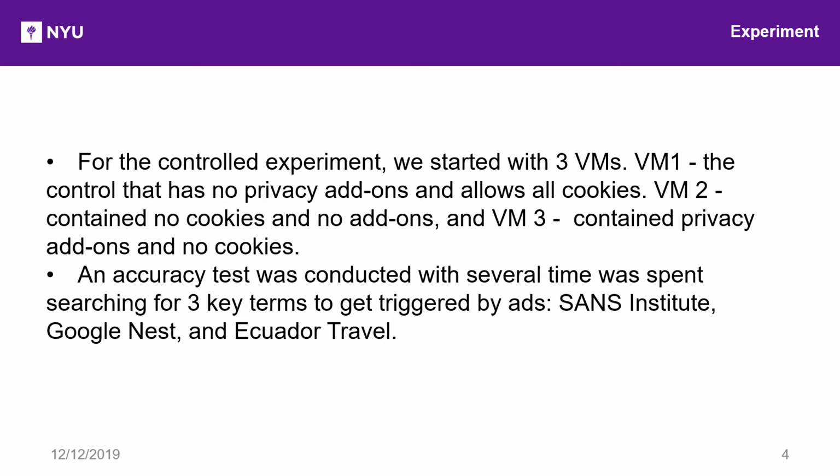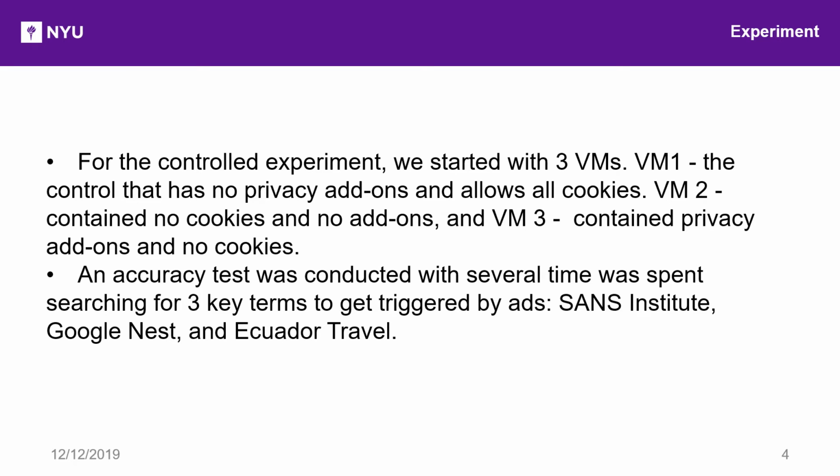So for our experiment, we started off with 3 VMs. The first VM was a control VM that had no privacy add-ons and allowed all cookies. Basically, this VM was allowed to just roam free, go to any sites that they wanted, and really have no restrictions.